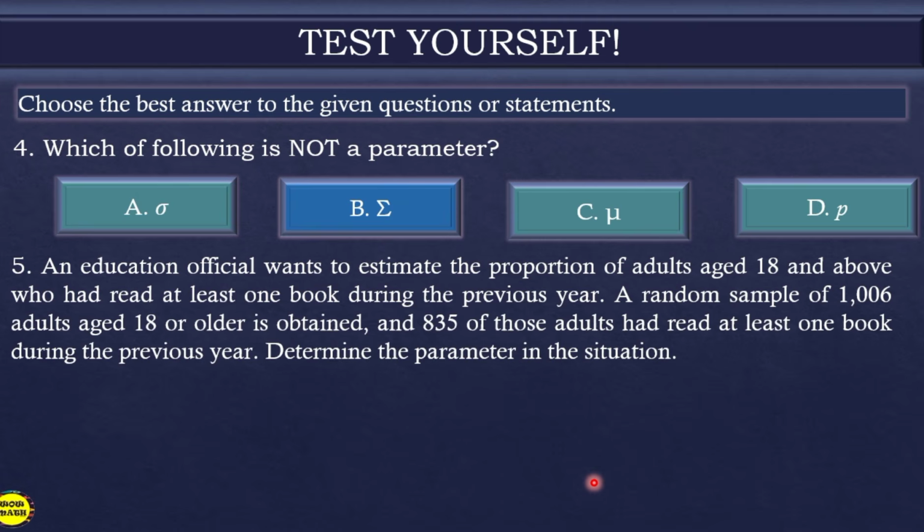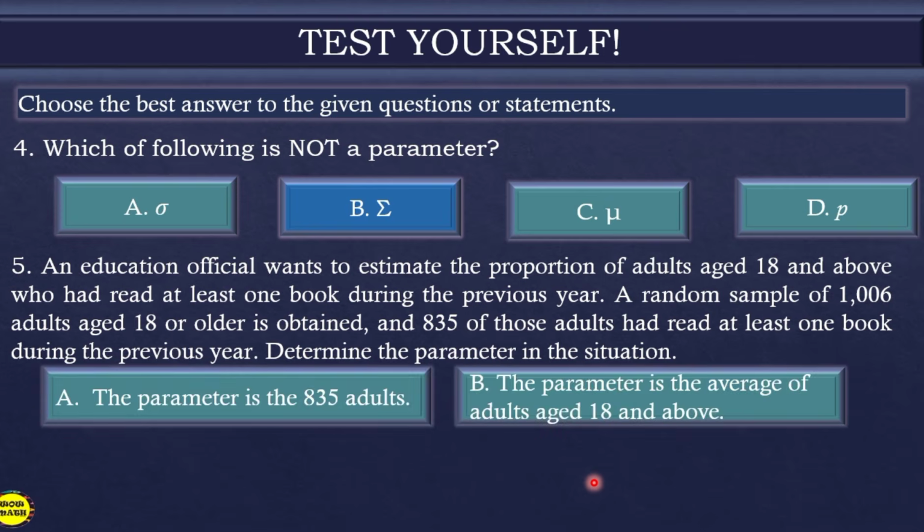Number 5, an educational official wants to estimate the proportion of adults aged 18 and above who had read at least one book during the previous year. A random sample of 1,006 adults aged 18 or older is obtained, and 835 of those adults had read at least one book during this previous year. Determine the parameter in this situation.